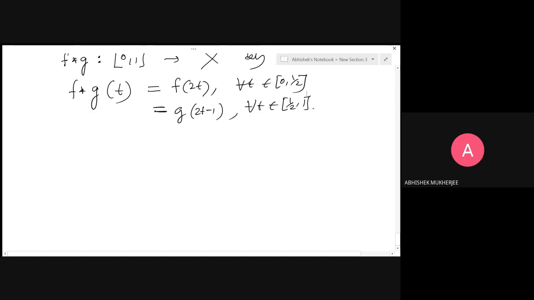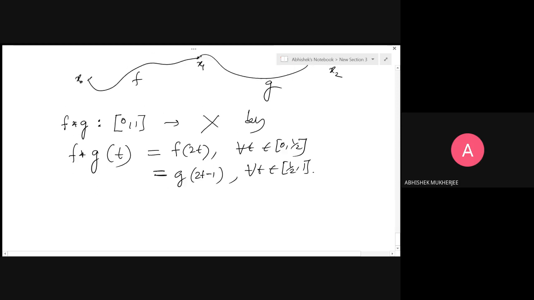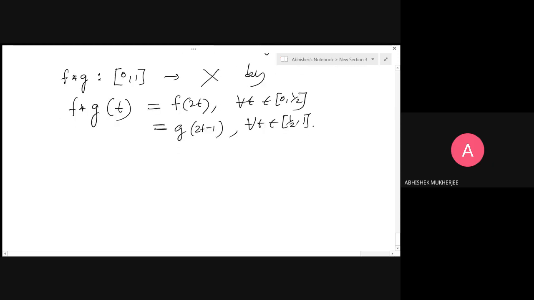So now we consider one path from x0 to x1 and another path from x1 to x2, and then consider their equivalence classes. Then you can define the binary operation on these two classes by the rule, the class of f star g, where f star g is the path that we have defined here, which is a path from x0 to x2.